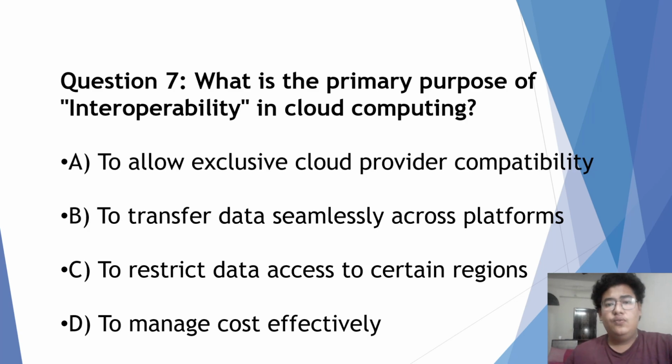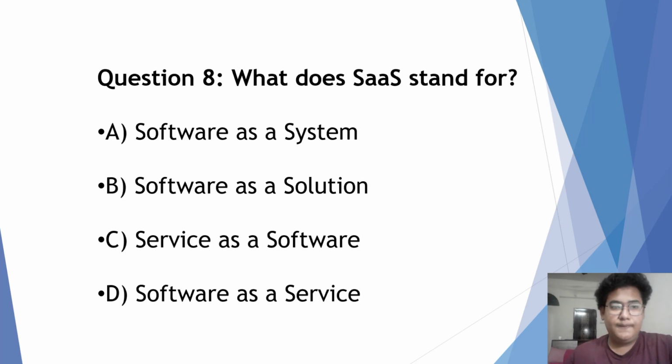Another one is, what is the primary purpose of interoperability in cloud computing? To allow exclusive cloud provider compatibility, to transfer data seamlessly across platforms, to restrict data access to certain regions, or to manage costs effectively. The correct answer is B, to transfer data seamlessly across platforms. Because interoperability is the feature which allows systems from different providers to work together without compatibility issues.